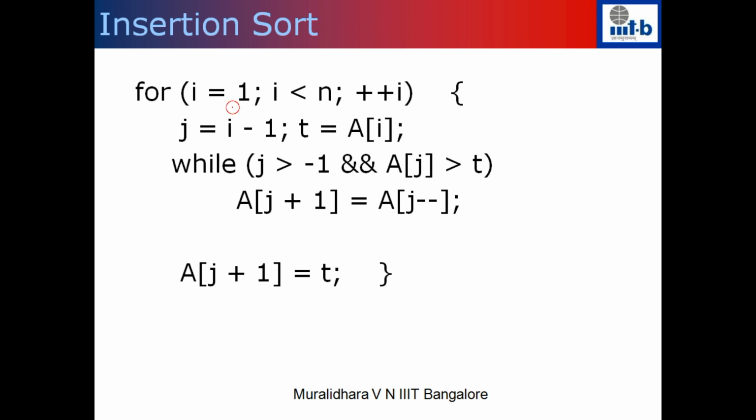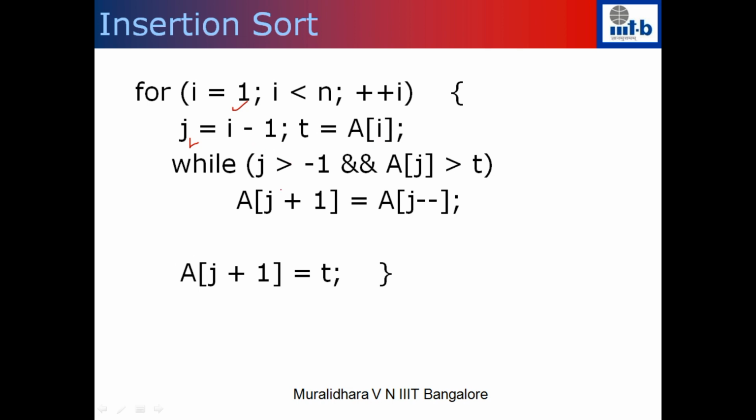And then I am trying to insert the ith number. I start my i from 1 because if there is only one number, then that's already sorted. So when I start i, the first i minus 1 numbers are already sorted. I am trying to insert the ith number in the right place. Since the first i minus 1 numbers are already sorted, we start traversing to the left. So there is a j loop which starts with i minus 1. I remember that t is the number that I am going to insert, which is exactly equal to A[i].